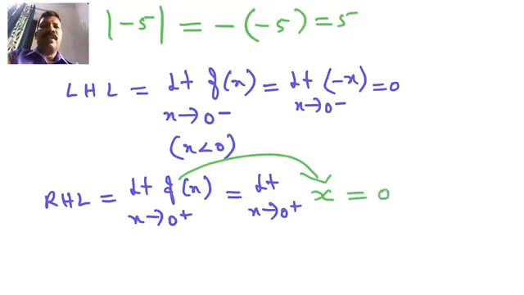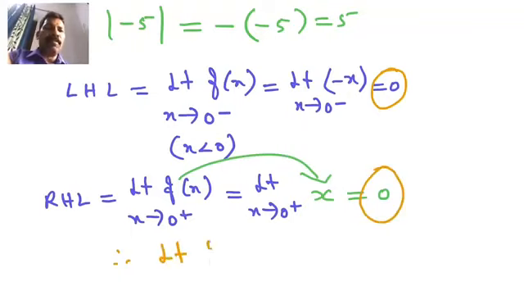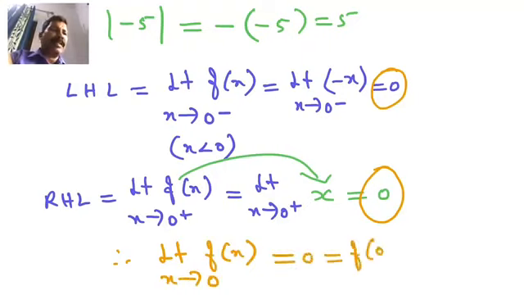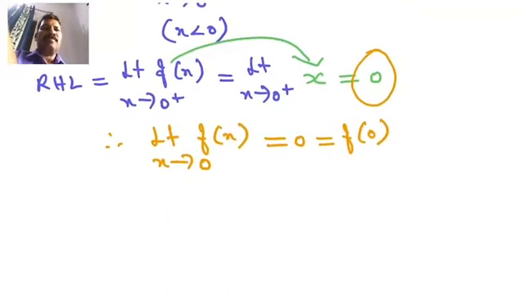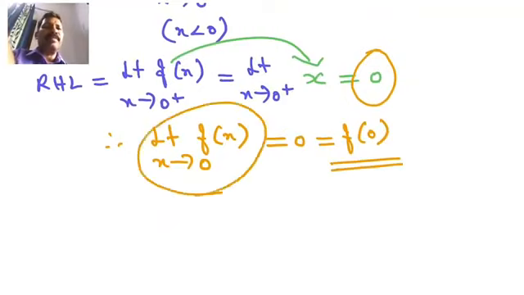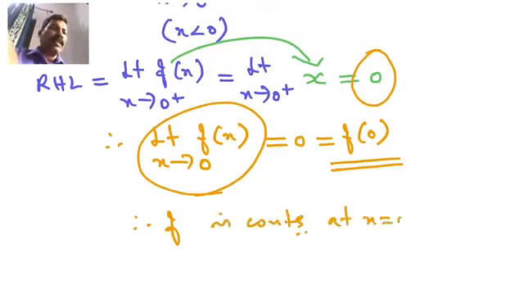So we see that the left hand limit and the right hand limit have a common value. Therefore, we can say the limit of f(x) as x tends to 0 is equal to 0, and it is nothing but f(0). So we could prove that the value of the function at x equals 0 equals the limit of the function as x tends to 0. Therefore, the function f given by the modulus function, that is mod x, is continuous at x equal to 0.